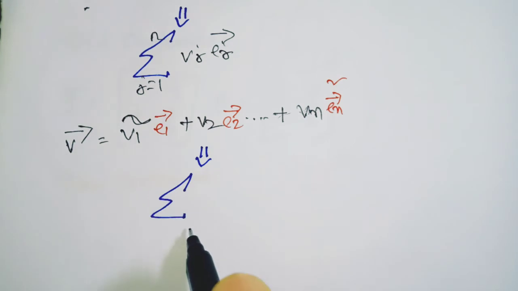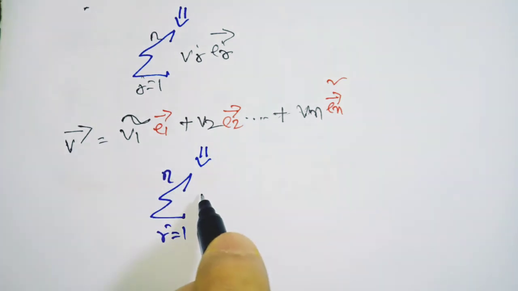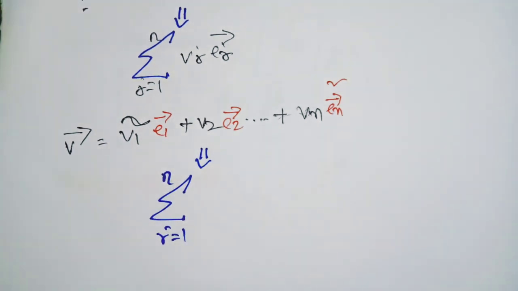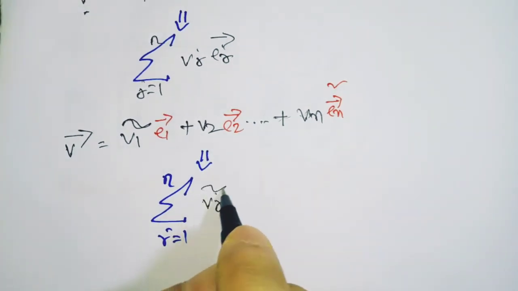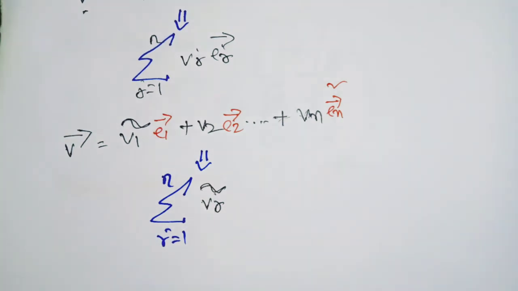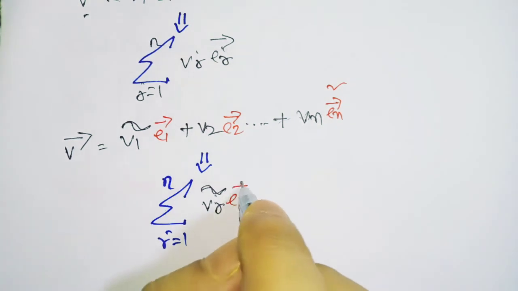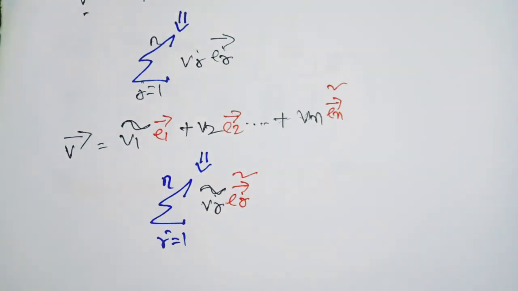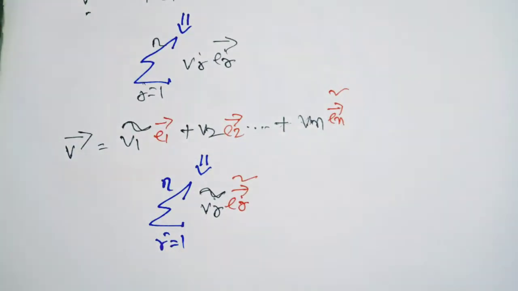So let me write it for you. This would be j equals 1 to n, and this would be vj, and this again I have to put a tilde over, ej tilde, right. So now you see what we have done over here: we have the old basis with the old coefficients, and with the new basis we have got the new coefficients.